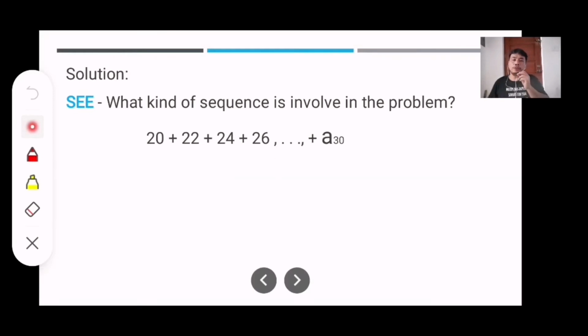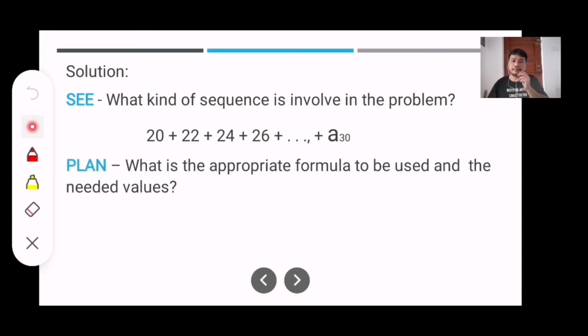And we need to add those seats from the first row up to the 30th row. Meaning, sabi nga sa definition ng arithmetic series, it is the sum of arithmetic sequence. So, meaning, if we're going to add the arithmetic sequence, it also involves arithmetic series. Okay, so now that we know what kind of sequence is involved, let's have a plan.